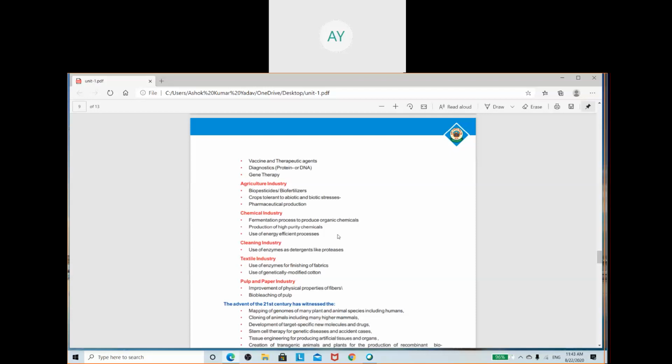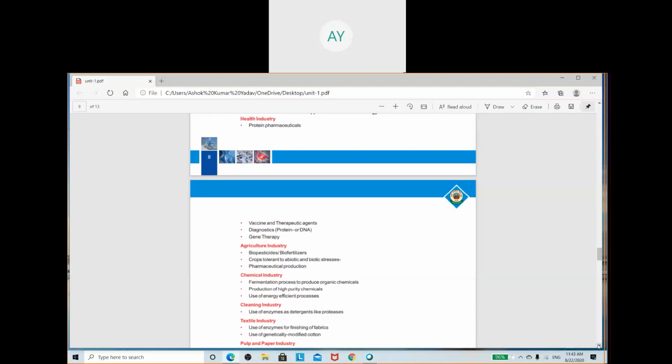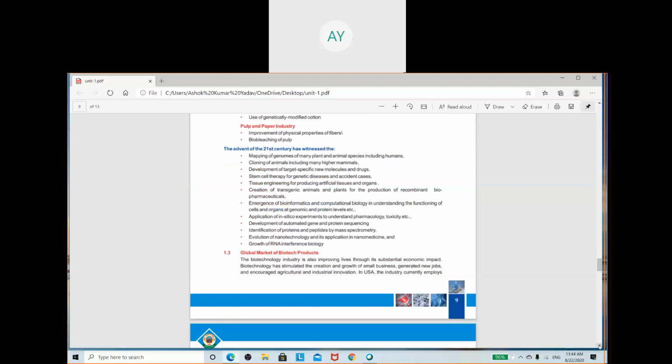So you can give jobs also after establishing your own industry in the field of plant tissue culture, in the field of paper and pulp industry, in the field of chemical industry, in the field of cleaning industry, that is the detergent industry. So you can also establish your own business in the field of biotechnology by choosing any area. So this is the concept.